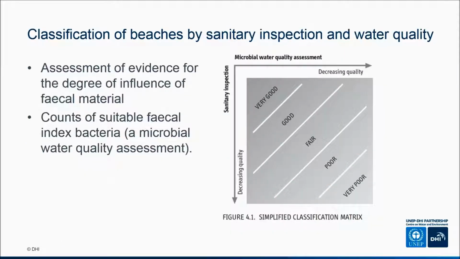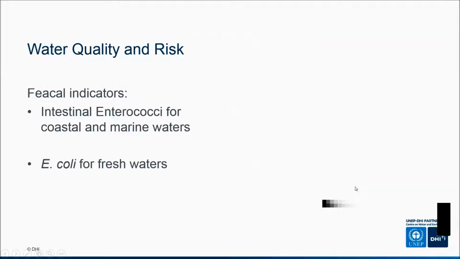The WHO guidelines have a way of classifying beaches based on sanitary inspection and water quality. The sanitary inspection is an assessment of the degree of influence of fecal material, or the evidence for this influence. Whereas the water quality is measured water quality. And if you take those two parameters, you can categorize beaches from very good to very poor in a very simple way.